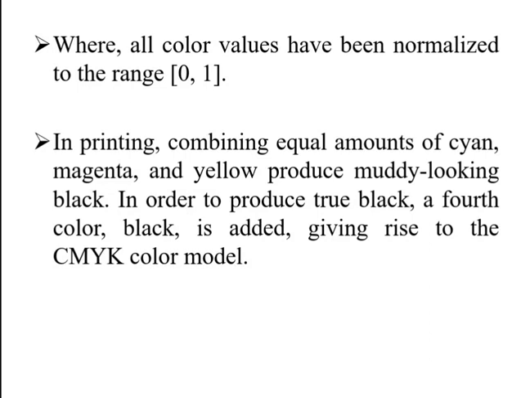According to the equation, equal amounts of the pigment primaries, cyan, magenta and yellow, should produce black. In practice, combining these three colors for printing produces a muddy looking black. So in order to produce true black, which is the predominant color in printing, a fourth color, black, is added, giving rise to the CMYK color model. Thus, when publishers talk about four-color printing, they are referring to the three colors of the CMY color model plus black, that is, the CMYK color model.